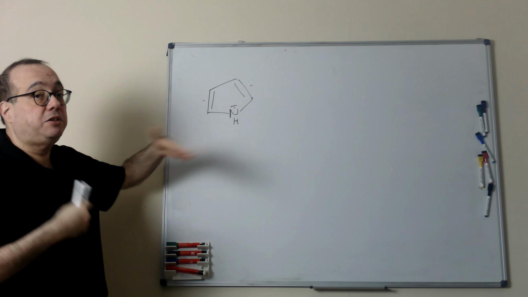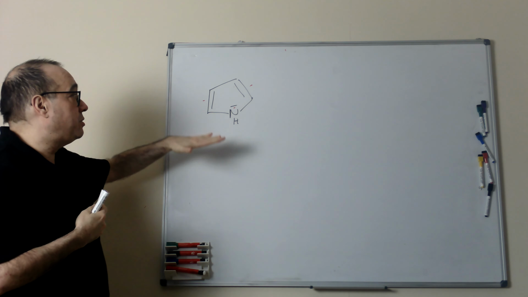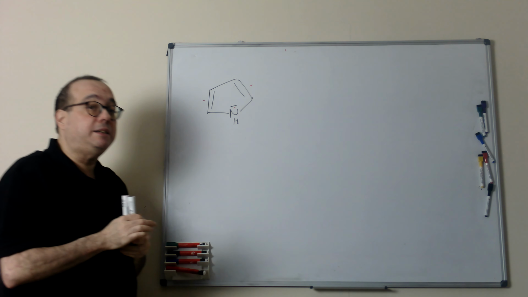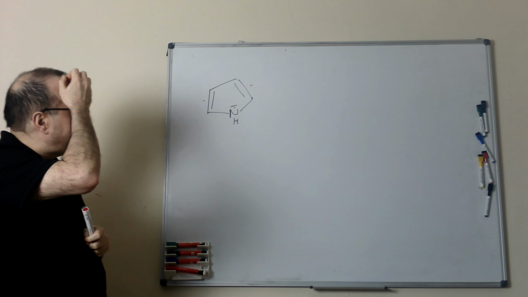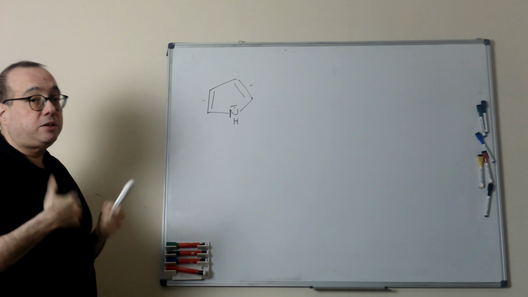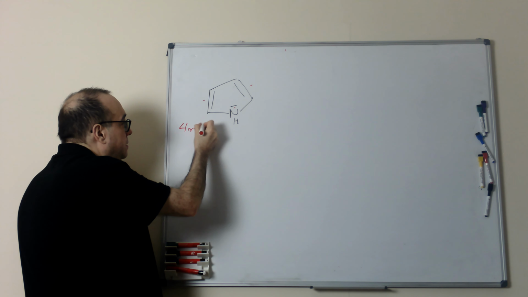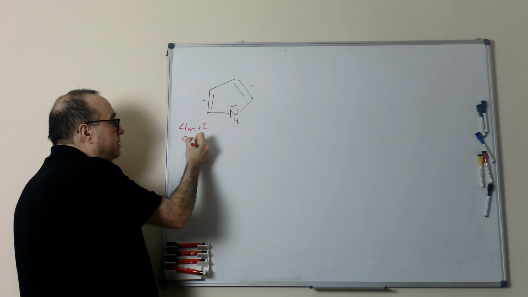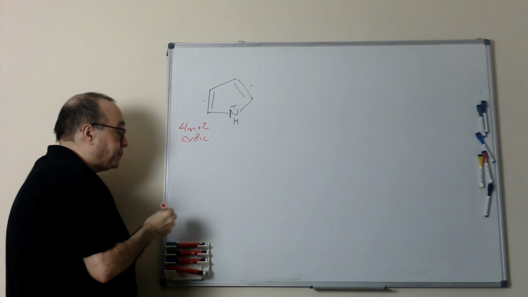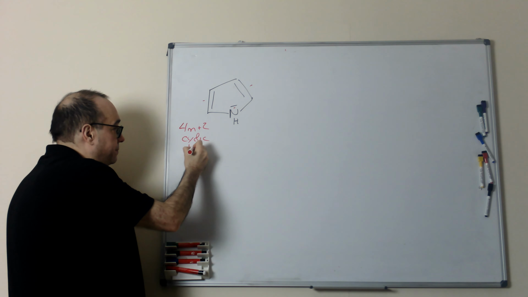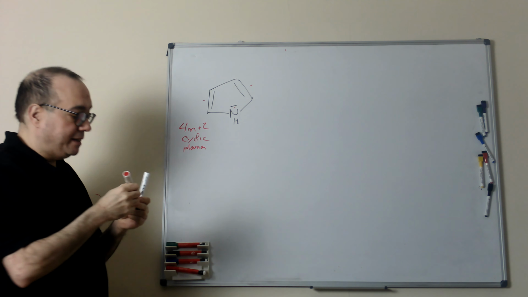Remember that the pair of electrons of the nitrogen are in the pz orbital, forming part of the p aromatic system. That means 6 electrons, following the rule of 4n plus 2, is cyclic, and is planar. That means this is aromatic.